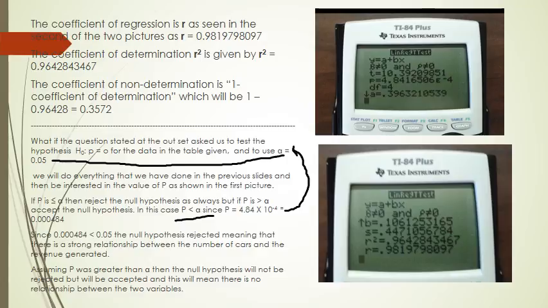But assuming that P was greater than alpha, which is not the case here, then the null hypothesis would not be rejected but would be accepted. And this would mean that there is no relationship between the number of cars sold and the revenue generated, or that there's a weak relationship. But in this case, there is a strong relationship because P is less than alpha, 0.05.